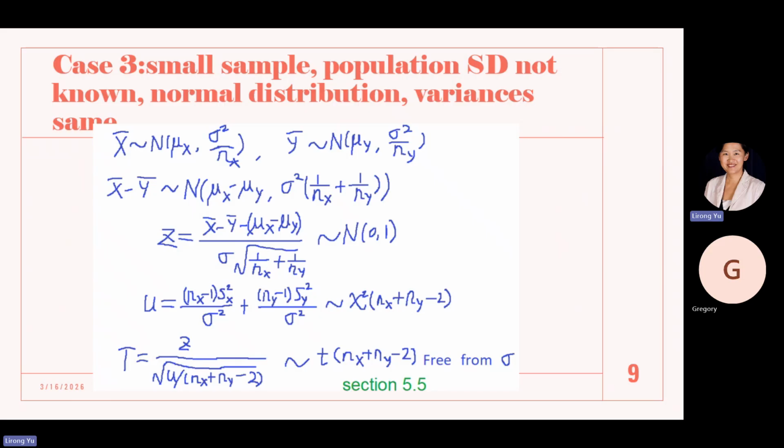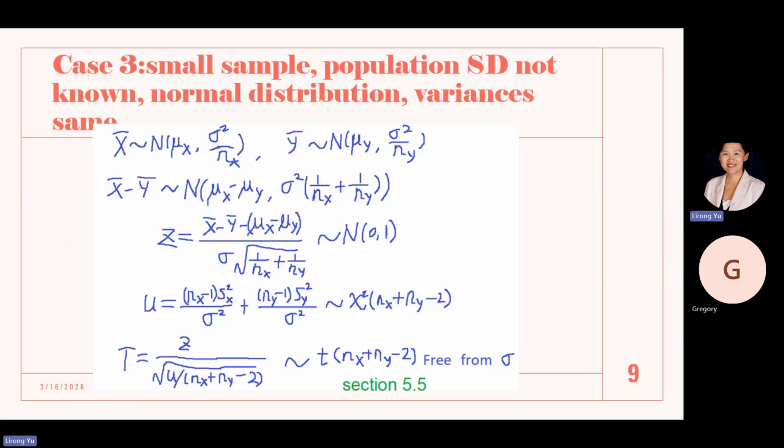This is about a small sample though. If you have a large sample, none of these are a problem anymore. So anyway, assuming they have the same variance, when you combine them, you add that variance with this variance. So the combined variance is sigma squared, the common factor, multiplied by 1 over nx plus 1 over ny. So now how do we normalize? We have our x bar minus y bar minus the mean, right? And divided by the standard deviation times the square root of the combined 1 over nx plus 1 over ny.